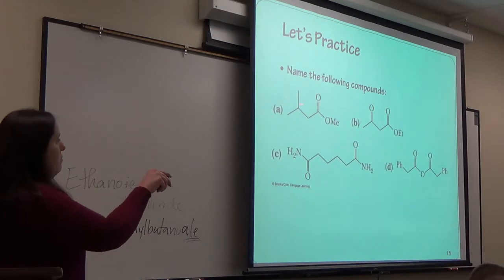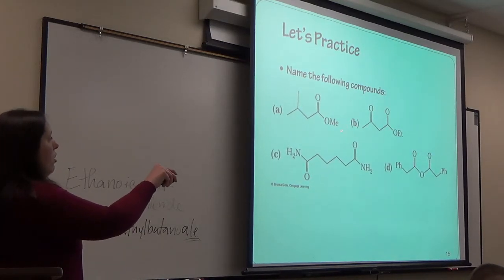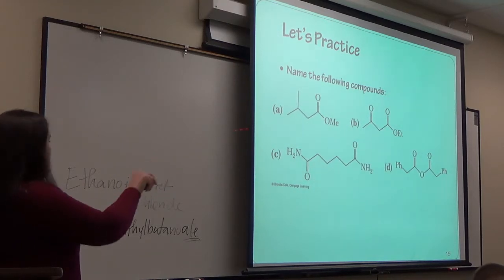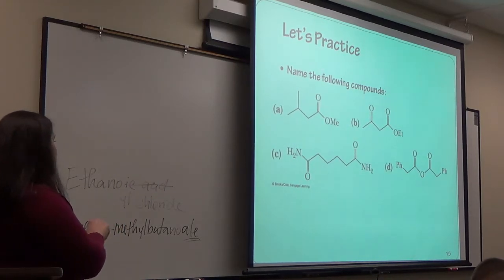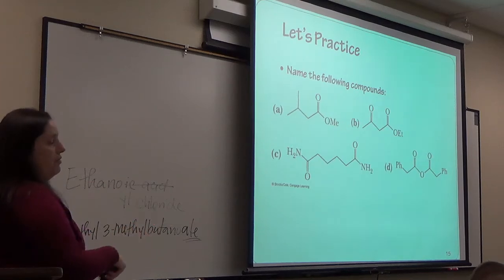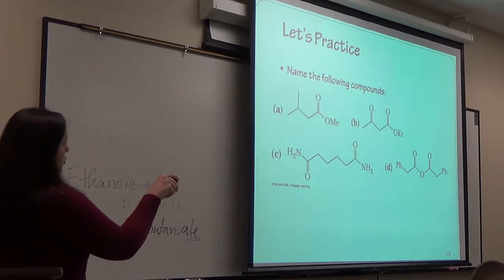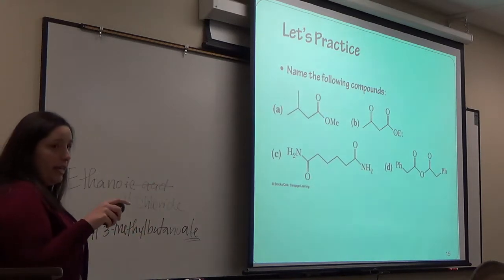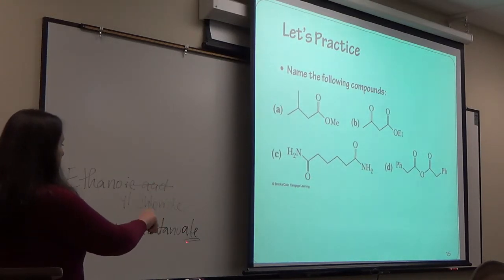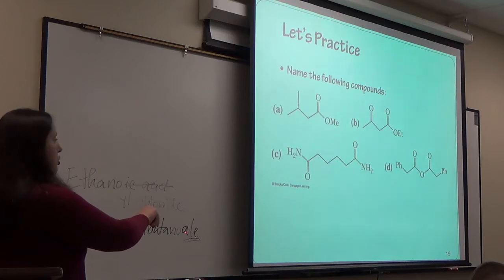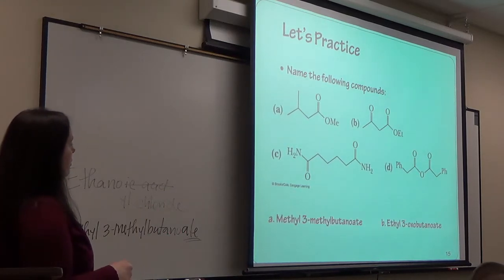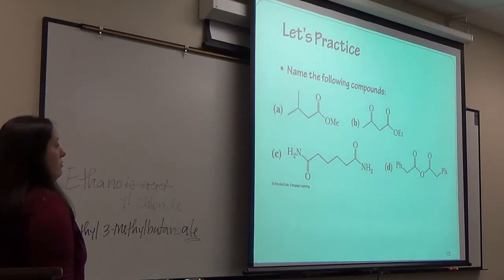So yeah, you name the part that came from the alcohol, which is usually together with the single bond O, whatever that is, up at the very front. Then you deal with the name of the acid, which in this case is 3-methyl butanoic acid. But you drop the ic acid and you add ATE. So 3-methyl butanoate. So they go together.